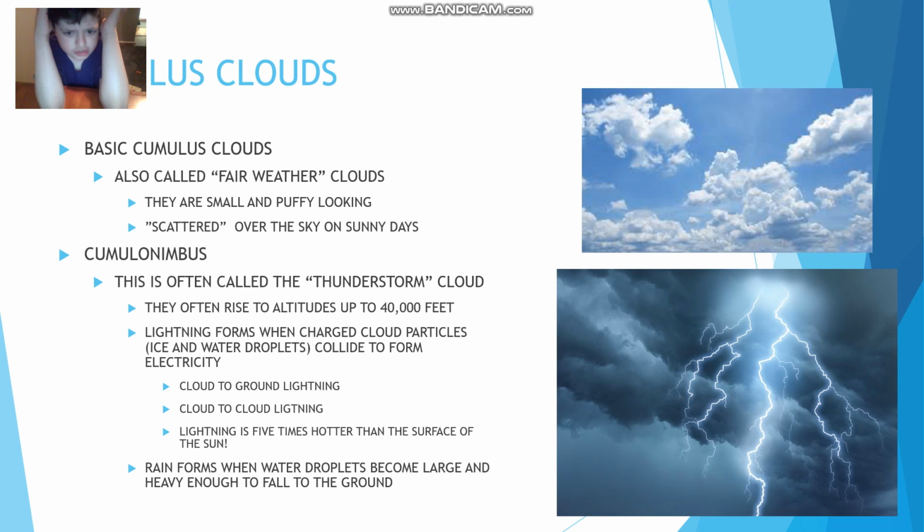Lightning forms when charged cloud particles, ice and water droplets, collide to form electricity. Cloud lightning. Lightning is 5 times hotter than the surface of the sun. Can you believe that? Lightning is 5 times hotter than the sun's surface. But the sun's core is hotter than lightning. Rain forms when water droplets become large and heavy enough to fall to the ground.